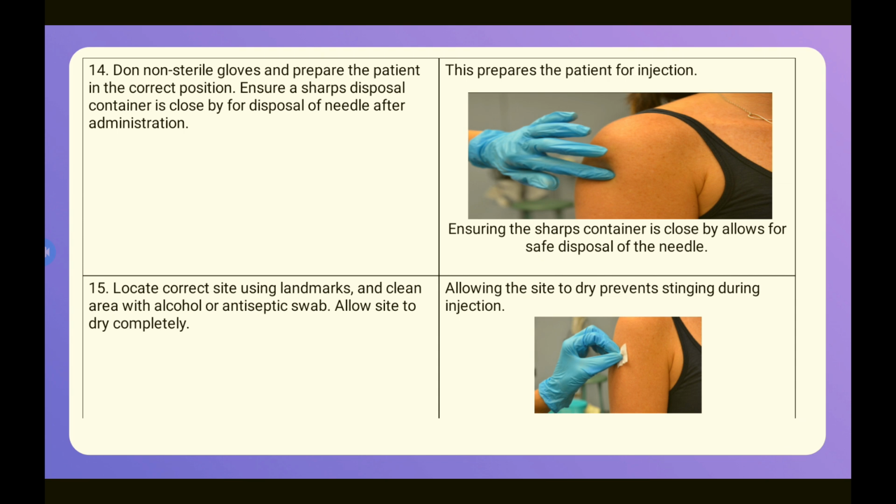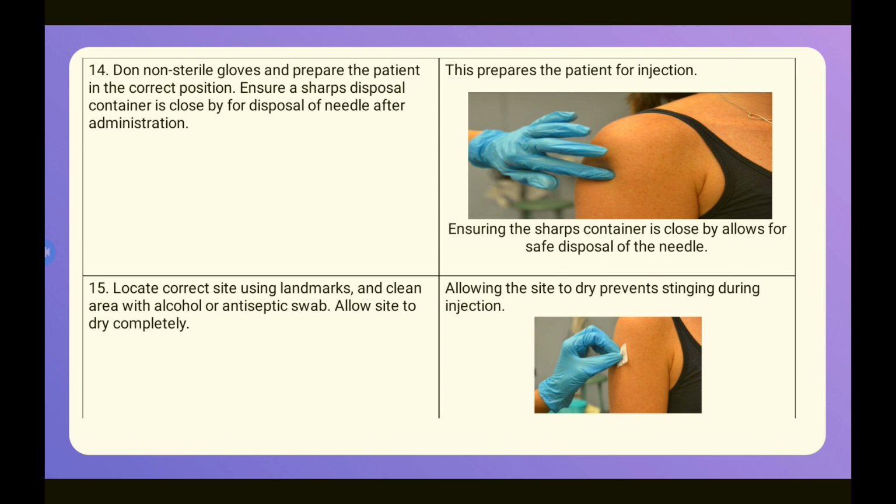Number 14. Don non-sterile gloves and prepare the patient in the correct position. Ensure that the sharps disposable container is close by for disposal of the needle after administration. This prepares the patient for the injection, as you see in the next image, ensuring that the sharps container is close by allowing for a safe disposal of the needle.